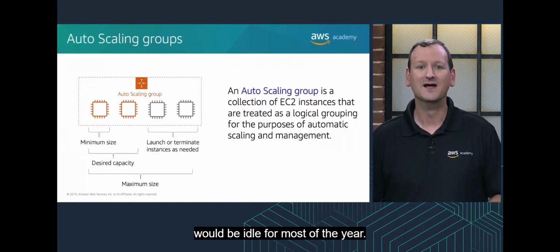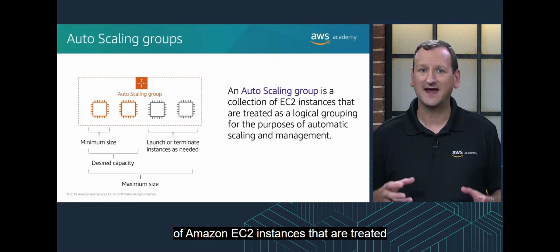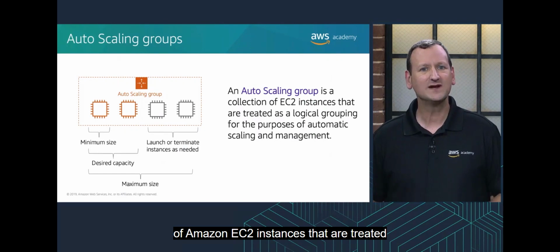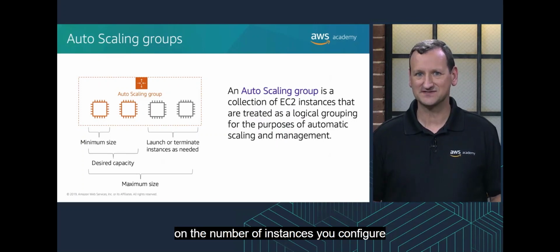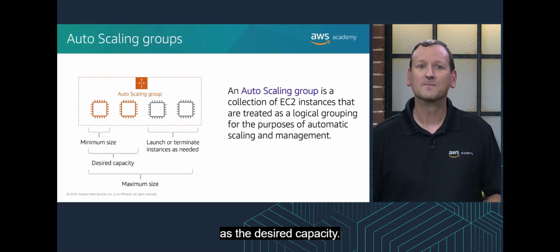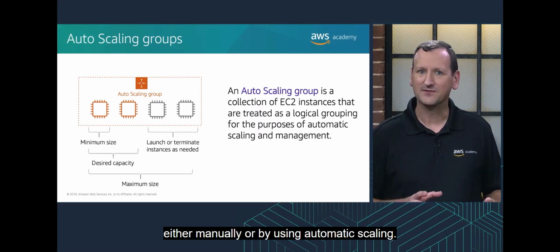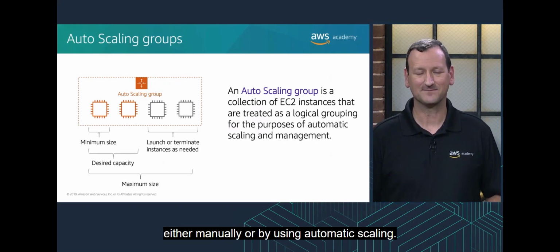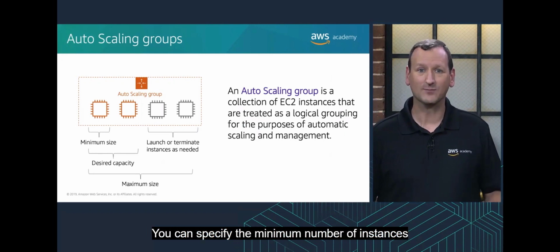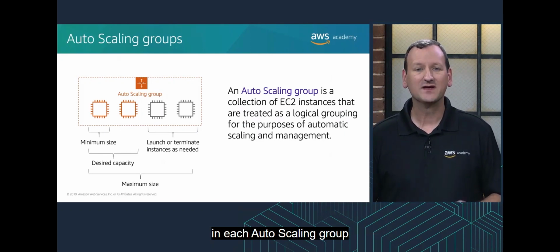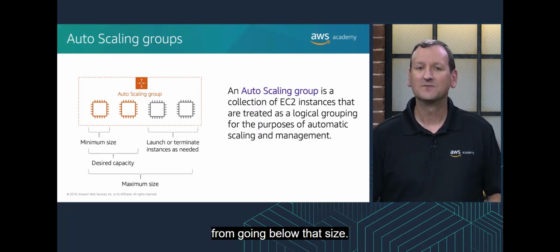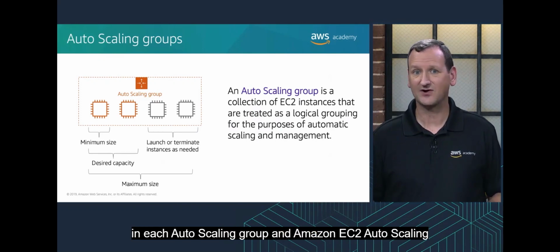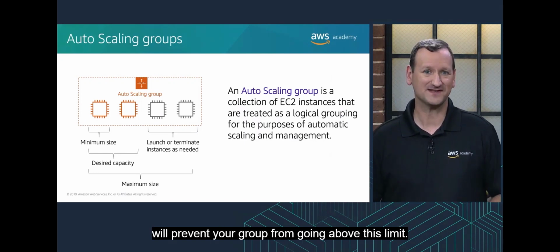An Auto Scaling group is a collection of Amazon EC2 instances that are treated as a logical grouping. The size of the Auto Scaling group depends on the number of instances you configure as the desired capacity. You can adjust its size to meet the demand either manually or by using automatic scaling. You can specify the minimum number of instances in each Auto Scaling group, and Amazon EC2 Auto Scaling will prevent your group from going below that size. You can specify the maximum number of instances in each Auto Scaling group, and Amazon EC2 Auto Scaling will prevent your group from going above this limit.